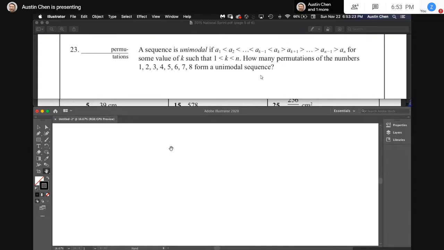So basically, we have to have the sequence increasing to some number, and then it has to be decreasing down. How do I take this? Okay, so well, we could just think of it as increasing from both sides.